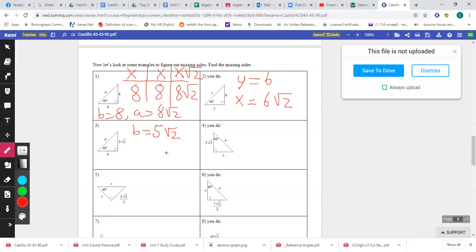Now, how do I go from the leg to the hypotenuse? All I do is I just multiply by root 2. So 5 root 2 times root 2, right? So once again, don't forget about this. Root 2 times root 2 is really just equal to 2. So this is 5 times 2, which is equal to 10. Okay. And that's A. So go ahead and do number 4 now.